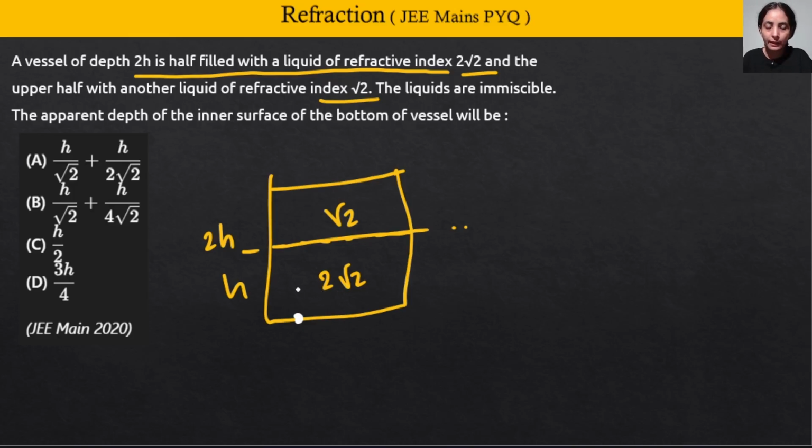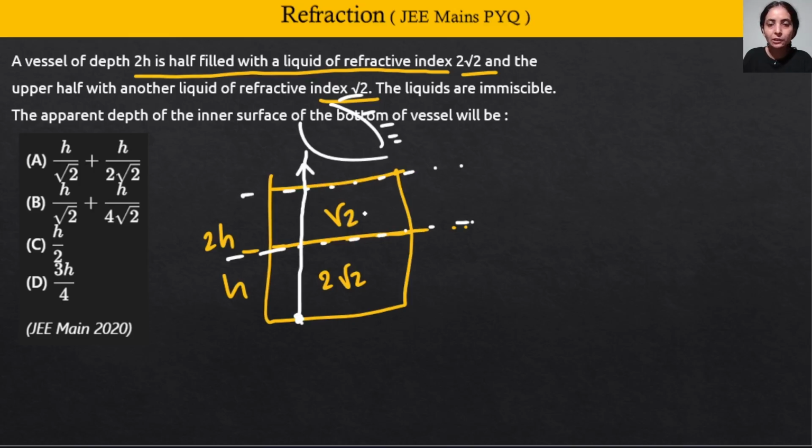In this session itself. So from here, as I told you here, how many interfaces will there be for light coming from the bottom, because we are talking about apparent depth of the inner surface. So somewhere is the eye here, and this person is trying to see the bottom. So light will travel from the bottom to the person, right? Because light always travels from the object to the observer. And while light travels this way, what will happen? It is crossing two interfaces. One is this one, which is separating 2 root 2 from root 2, and another is this one, which is separating root 2 from 1.